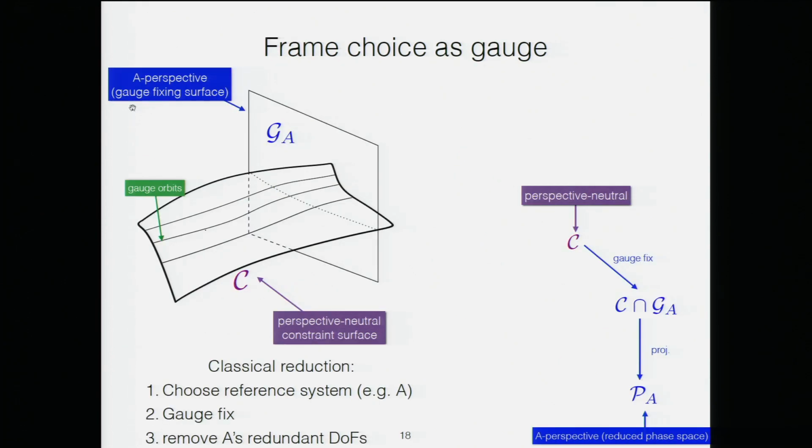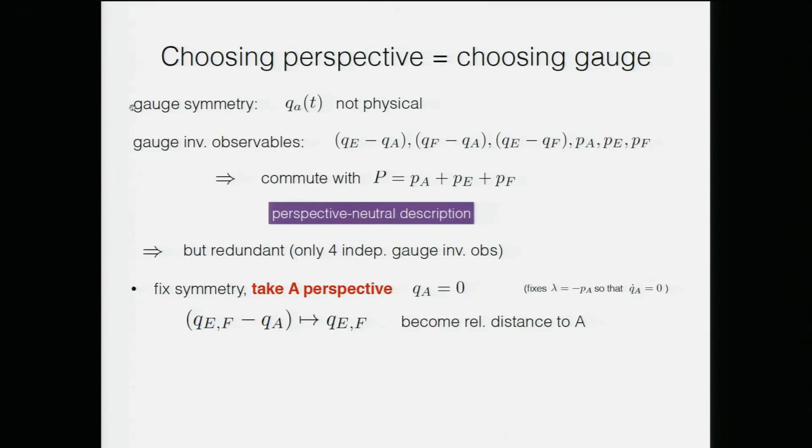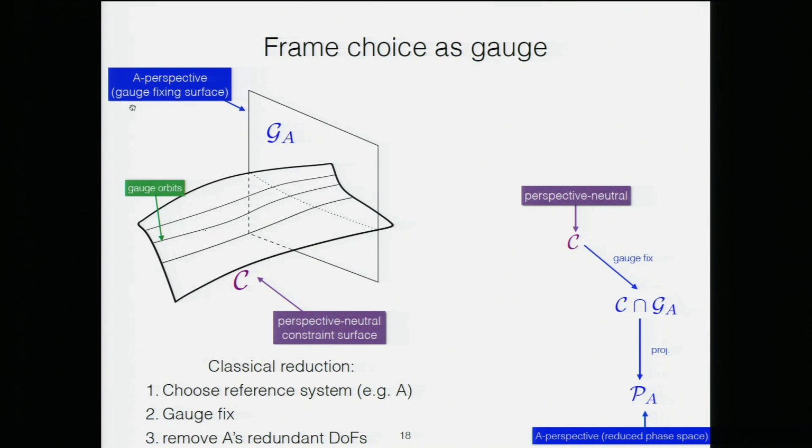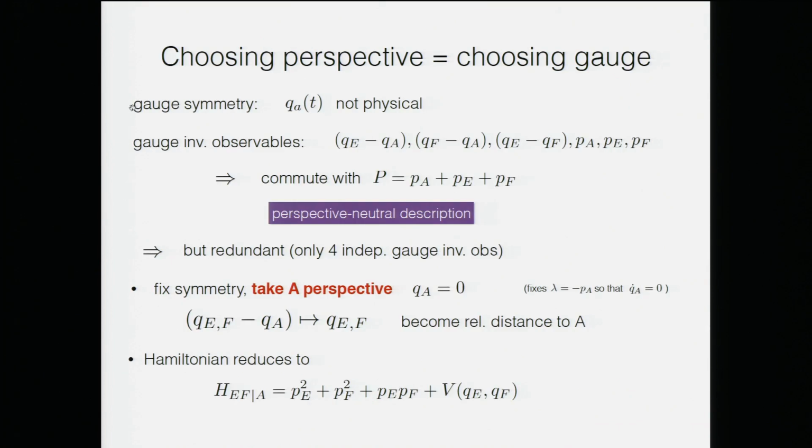And then, of course, we still have redundancy in here. There's still QA and PI flying around. We can just drop them because they're fixed. That's basically a projection that takes you from that intersection to a reduced phase space on which you only have the variables of the degrees of freedom E and F, so whatever the physics is relative to Augustin. So it's basically a three-step reduction procedure, and then we interpret the physics happening in that reduced phase space as the physics seen by A. The Hamiltonian also reduces, and you get rid of the redundant variables. Okay, that's relatively quick here.